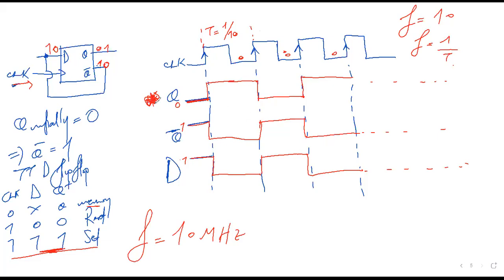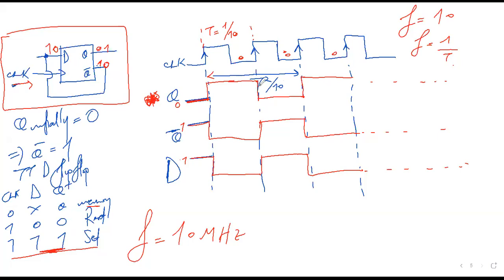But what happens to Q when I use this D flip-flop? What happens to Q? My T changes. It changes to what? It changes to this. What is this? 1 over 10 plus 1 over 10. What is that? 2 over 10. All right? This becomes 2 over 10. True or false? It's true. So now we have 2 over 10 as my new T.